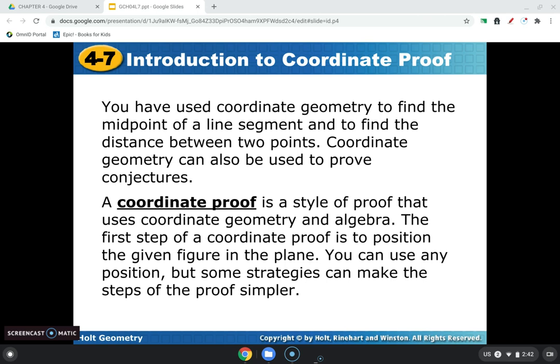Lesson 4.7, going to talk a little bit about coordinate proof today. Here we go. We've used coordinate geometry to find midpoints, slopes, and distances. A coordinate proof is a style of proof that uses coordinate geometry and algebra. So we're not really going to use two-column proofs when you're doing a coordinate proof. It's more so using the coordinate plane and those formulas to go through it.